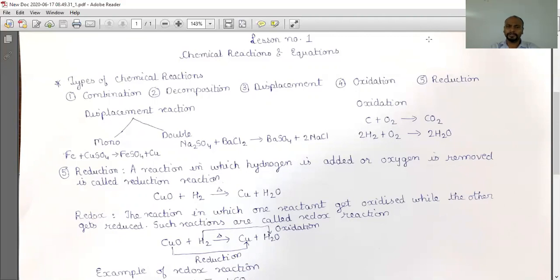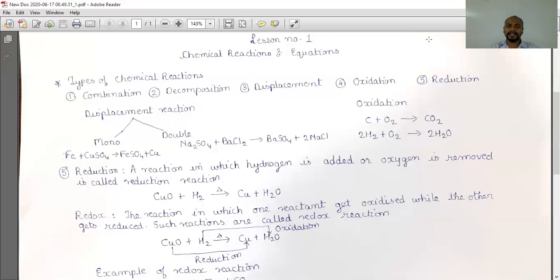Now moving on further, the last type of chemical reaction is reduction reaction. It is the total opposite of oxidation reaction. The reaction in which hydrogen is added or oxygen is removed is called reduction reaction. Here the equation is copper oxide when reacts with hydrogen on heating gives you copper plus water. Here you are able to see that hydrogen is added to copper oxide.